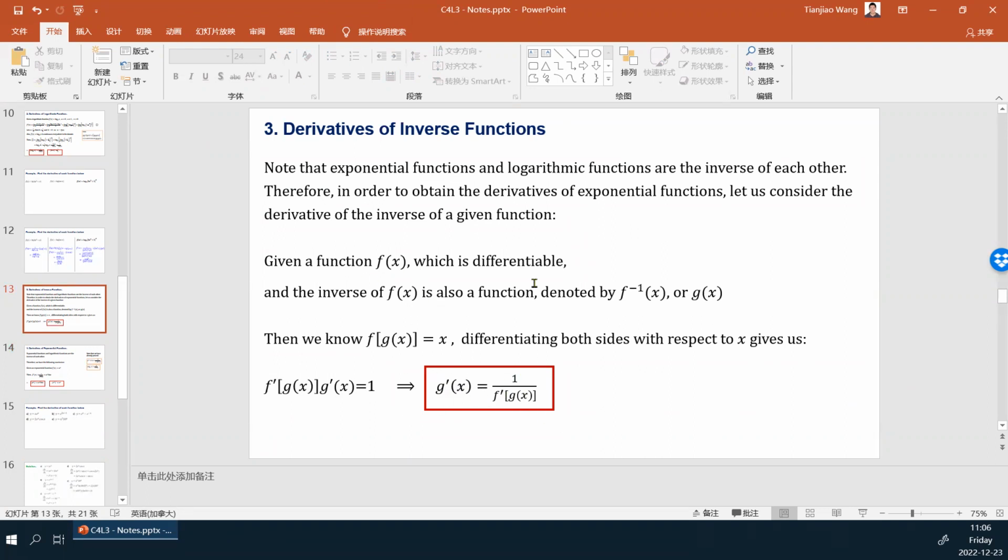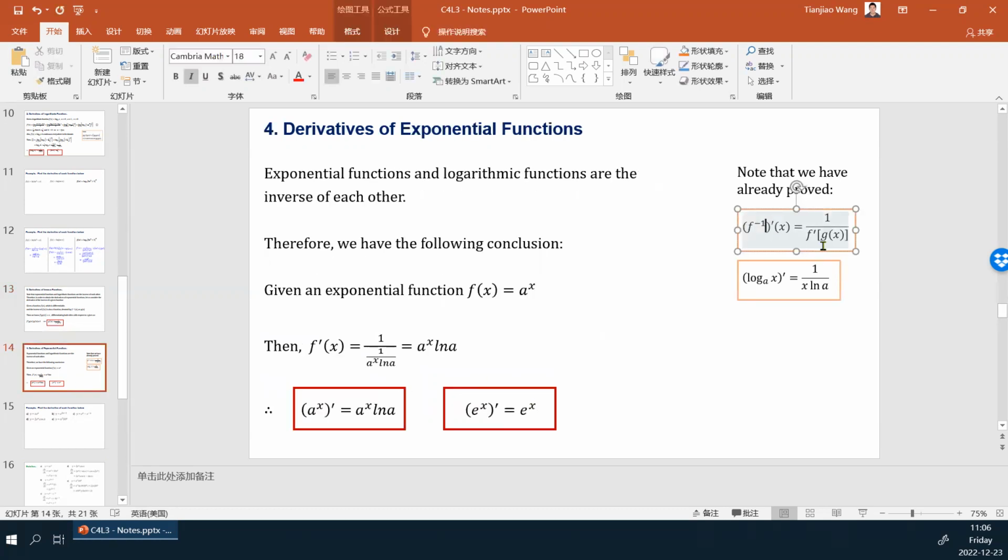Suppose you have two functions, f(x) and g(x), then the derivative of g(x) equals the derivative of f(x) at the independent variable equals g(x). Then find its reciprocal, right? So here, again, let's use g(x) here.